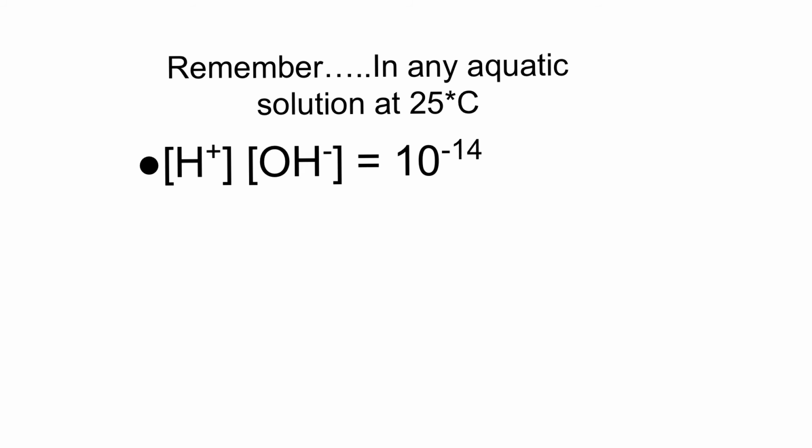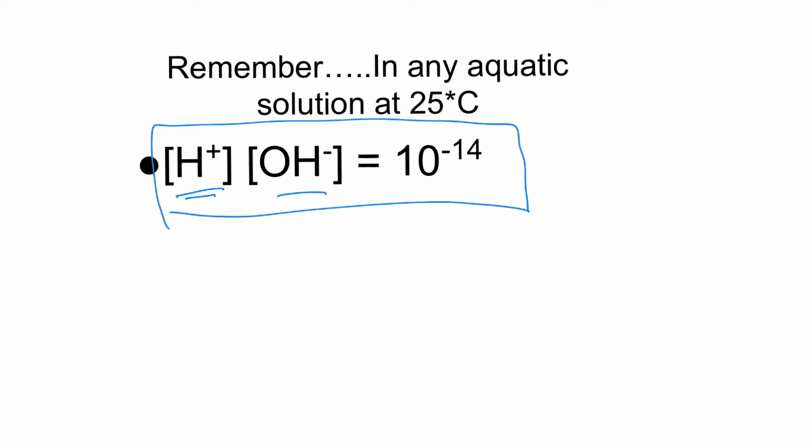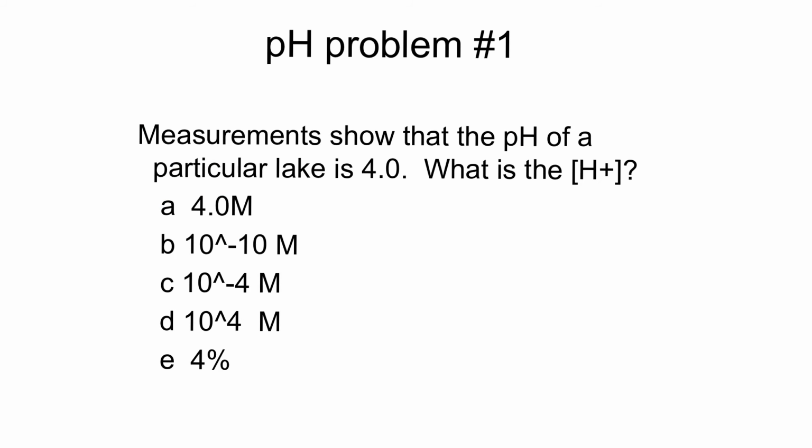So in AP biology, we only have to do some simple acid-base calculations. And this is one that you need to remember, okay? If you multiply the hydrogen ion concentration times the hydroxide ion concentration, that should equal 10 to the minus 14. So we can do some pretty simple problems with this. And so let's try some.